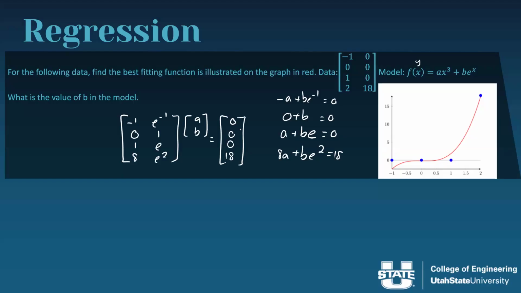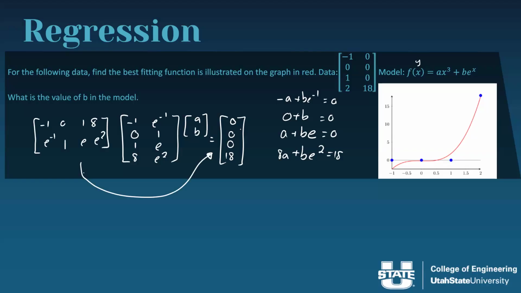And so normally, if we had just two equations, we could just take the inverse of this and put it to the other side. But because it's not square, we can't take its inverse. So we're just going to make it square. And to do that, we're going to multiply it by the transpose. So the transpose of this matrix right here is -1, 0, 1, 8, e to the -1, 1, e, e squared. And then we're going to multiply this over right there too.